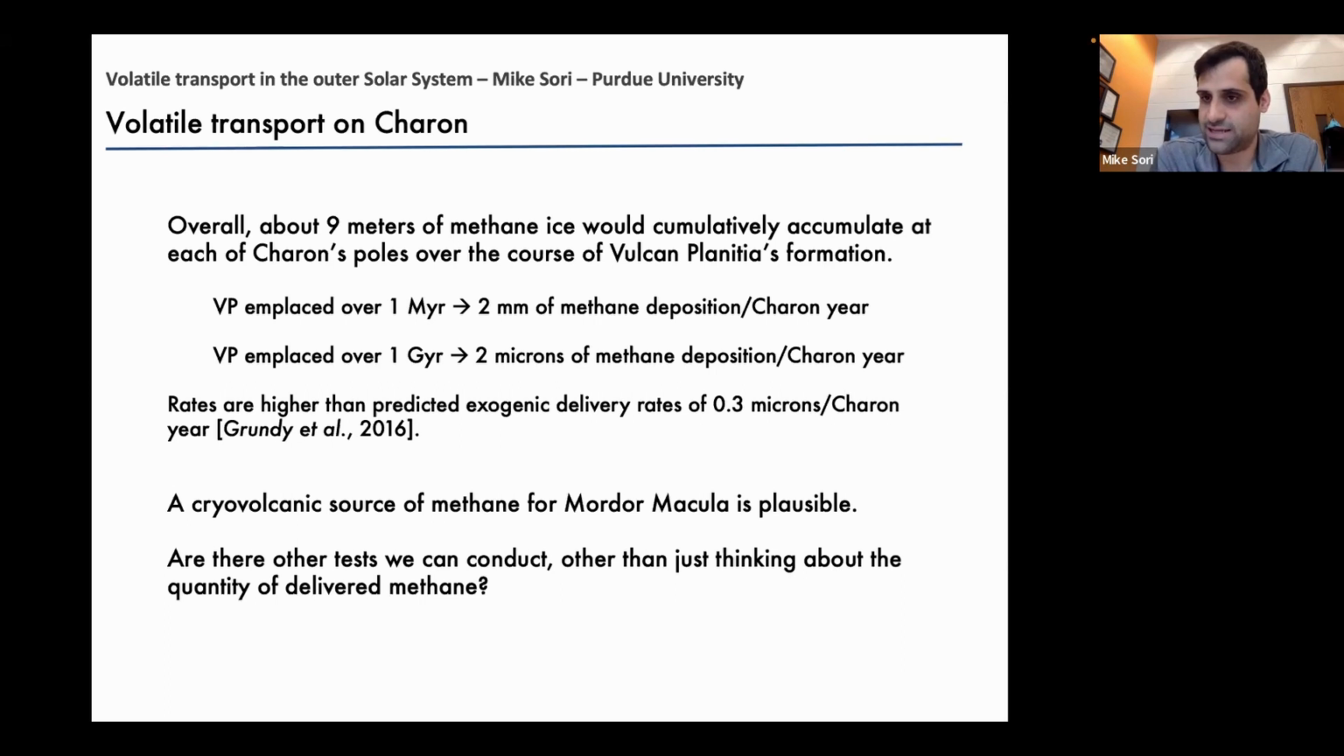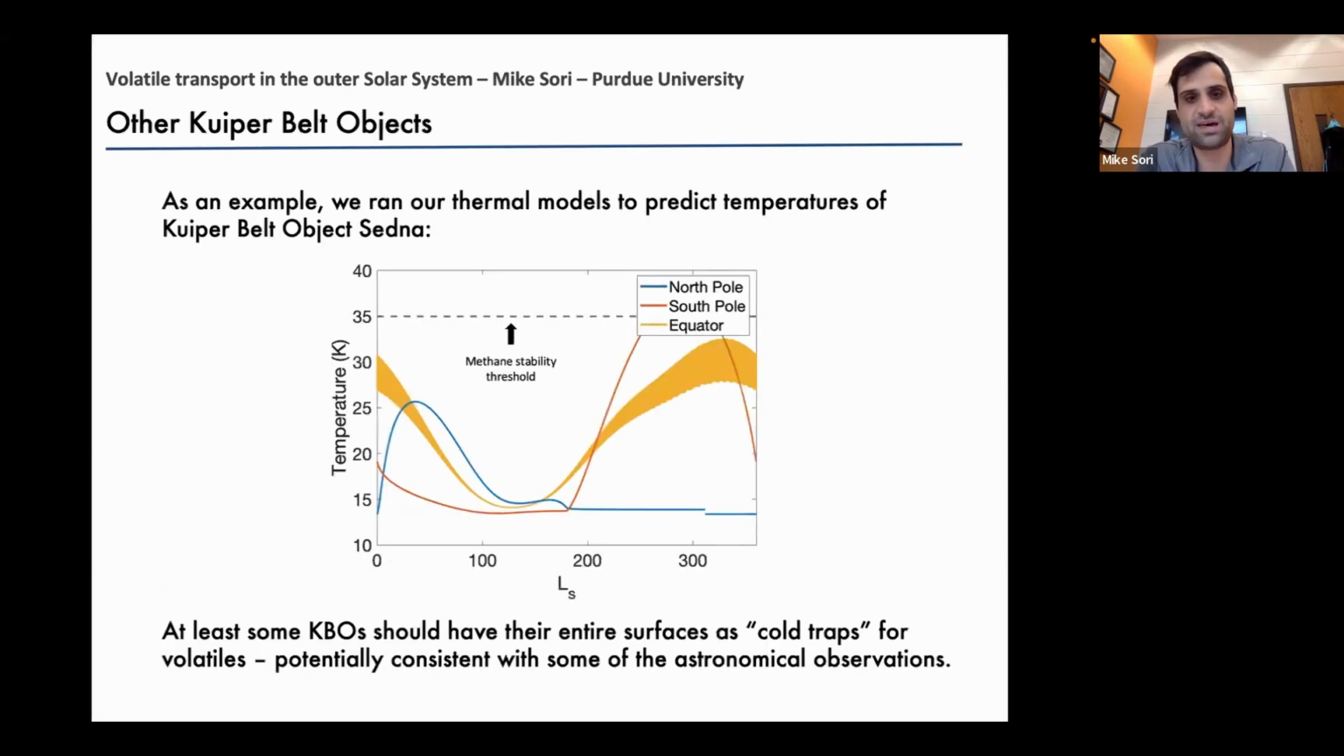You end up processing about 1% of the upper tenth of micron or so. So our quantity ends up being enough because we're above this sort of magic number of tenths of microns per year. So we think, at least from a quantity of methane, that this endogenic source is plausible. We might start thinking about other tests that we can do other than just this amount and volume of methane.